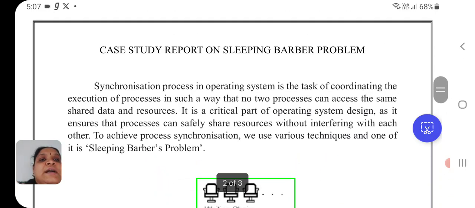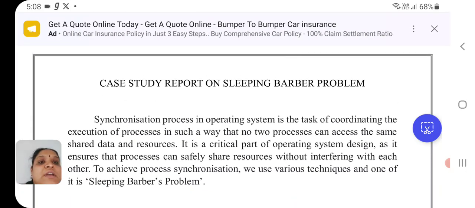What this compares with in the operating system is process synchronization. We already know what process synchronization is. The condition here is that no two processes can access the same shared data and resources. So it is a critical part of the operating system to decide what to do, as it has to ensure that processes can safely share resources without interfering with each other. We should not disturb each other.